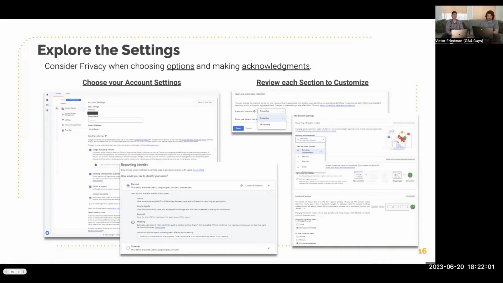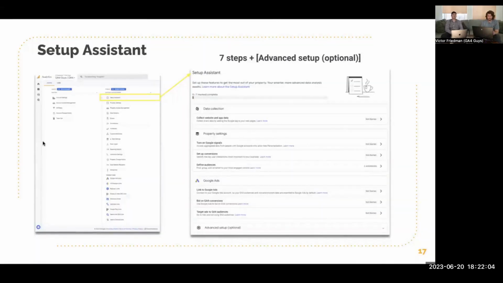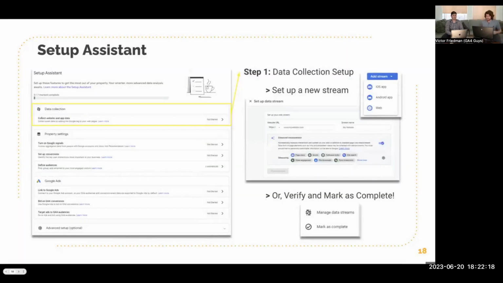Here's the setup assistant. You're going to find it in your admin at the bottom left. You click that and you're going to have 2 columns essentially. At the top of the second column, you're going to find setup assistant. It's 7 steps plus the advanced optional setups. We're just going to go through these 7 steps real quick. Step 1 is to set up your data. This is actually really pretty straightforward, and if you look real close, you're also going to get your events here as well.